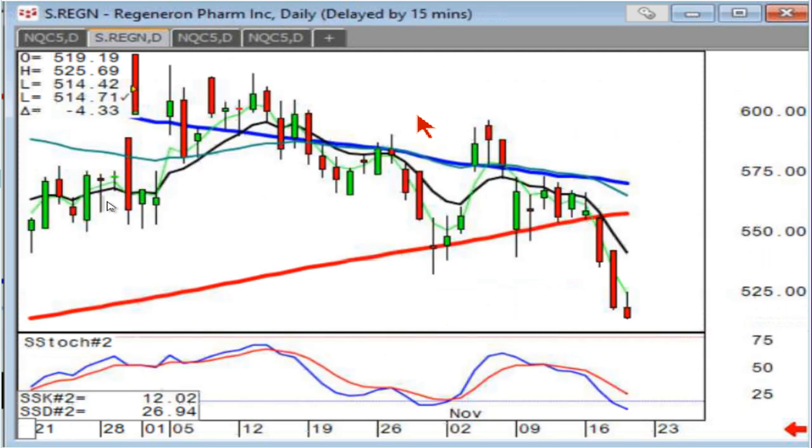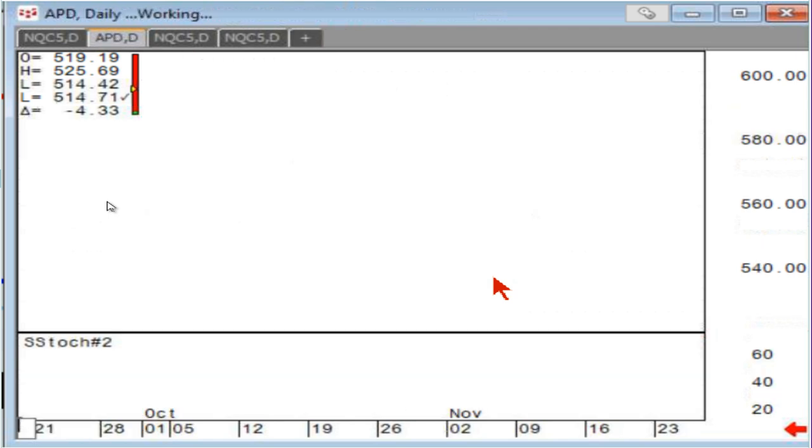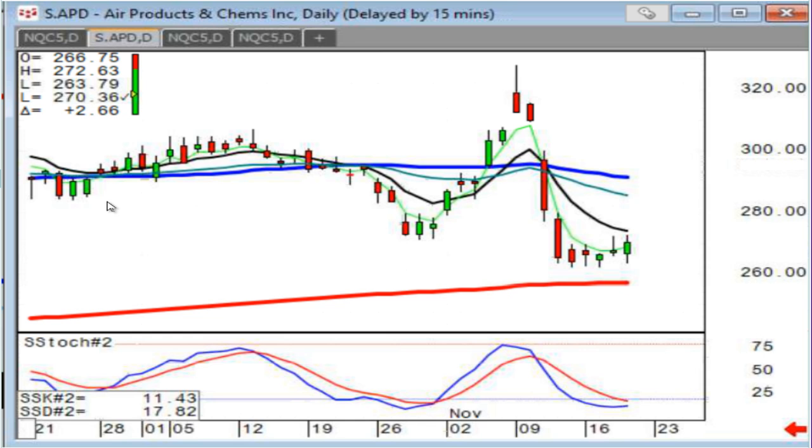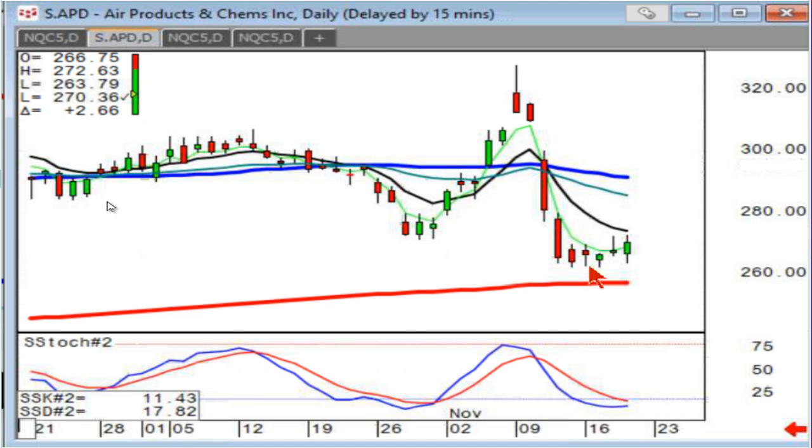Now, REGN stays short. You can see the slow curve breakdown. Stays short. You're getting toward the oversold area. So right now, if I was short, I'd have a safety stop just above today's high. And APD, nothing. I wouldn't be long or short, just going sideways.